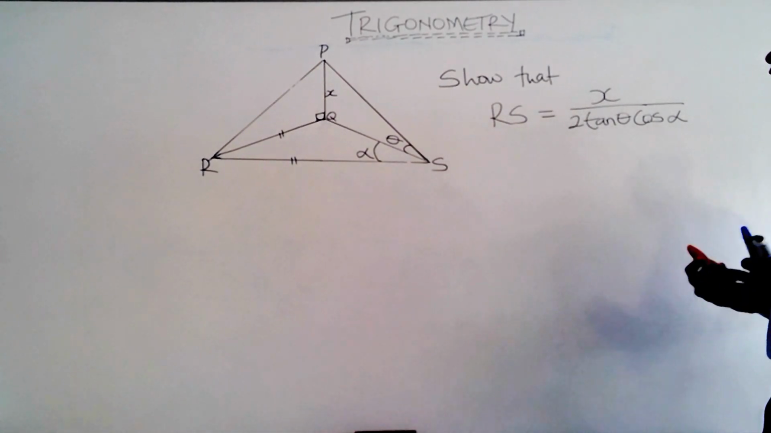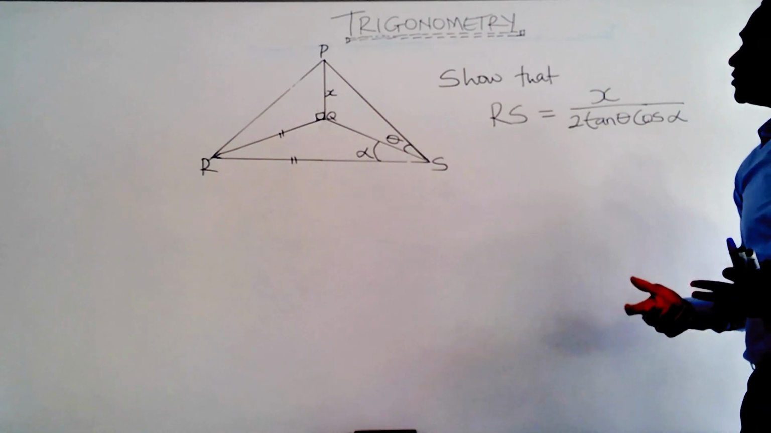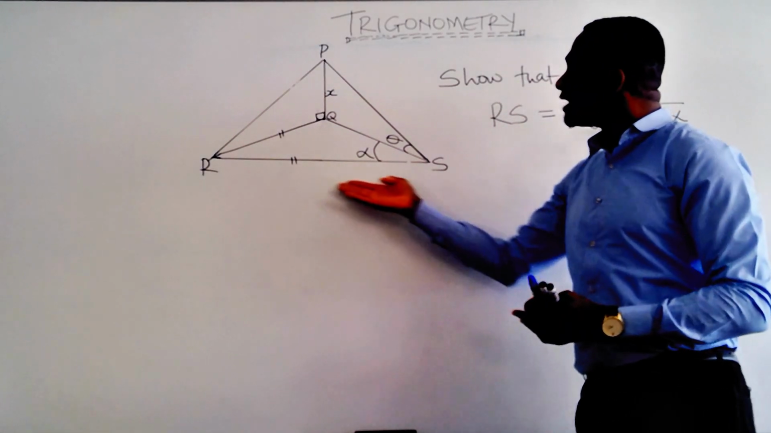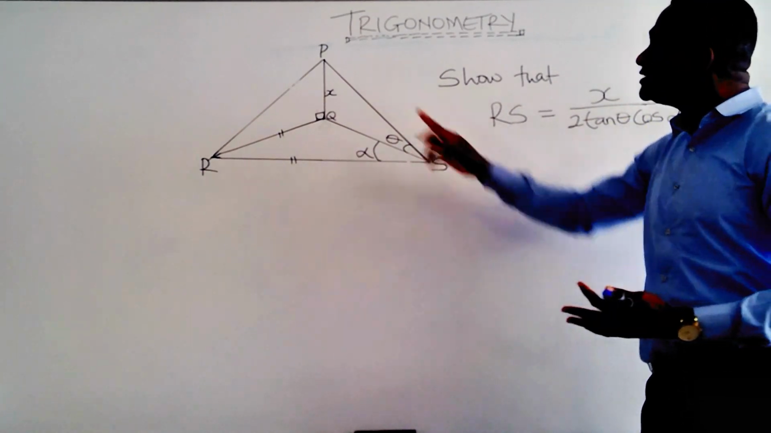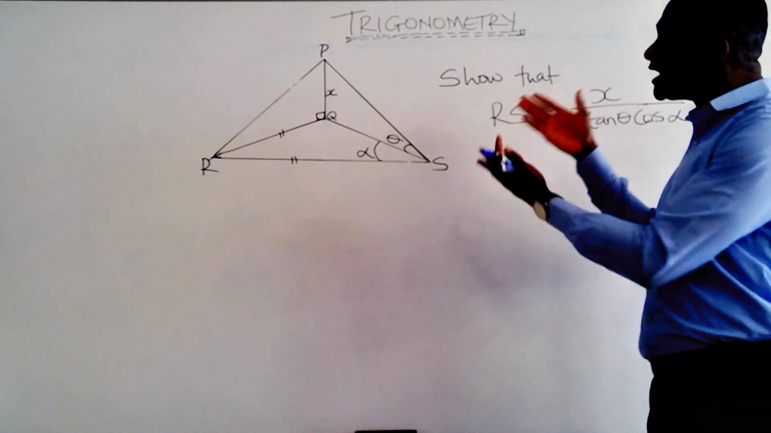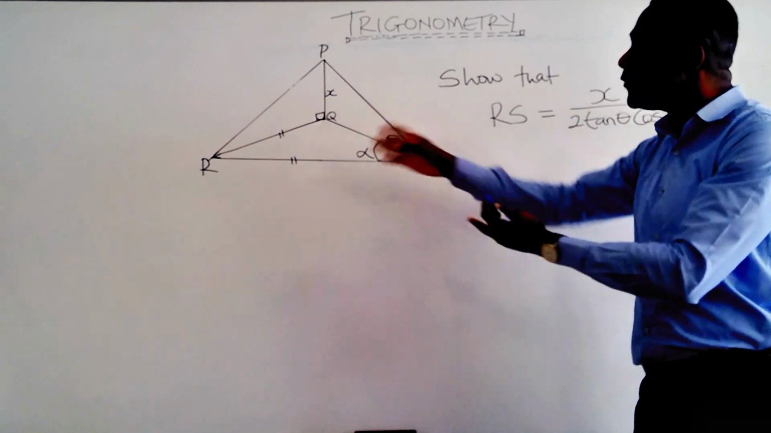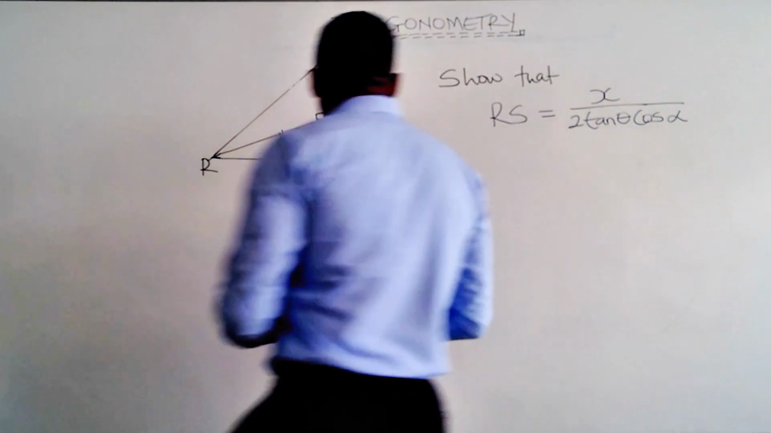Now, how do we approach this? We start working from where we have more values to the section where we have fewer values. Now, we want RS, but in this triangle, only alpha was given. But in triangle PQS, we have x and theta given. So we start working from that section and build up more values that we can work with on the lower triangle. So let's go into this.